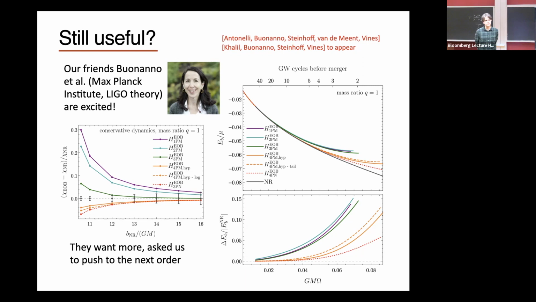So this, for instance, is again for mass ratio one. So this is two objects which have the same mass, very specific. You can compare to numerical GR. Many times I get the question, why do you do it? If you already have numerical GR, why do you do it? And yes, you have numerical GR when the mass ratio is one, and someone already ran the simulation.